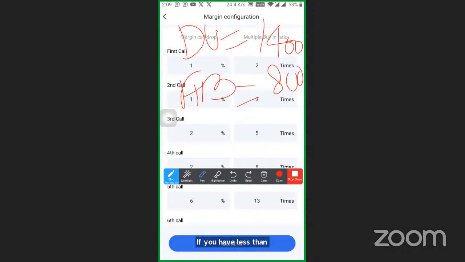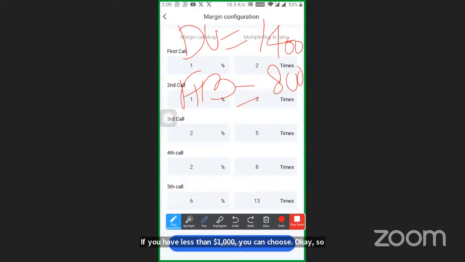If you have more than $1,000, you can choose double up. If you have less than $1,000, you can choose Fibonacci. Okay. So this is the capital required, around 800 or below. So some people may be happier now, but some people will still be thinking that I have less than $800. Is there any other option for me?